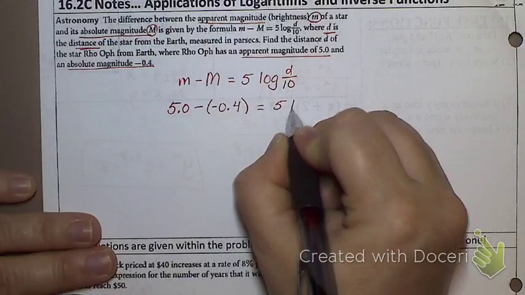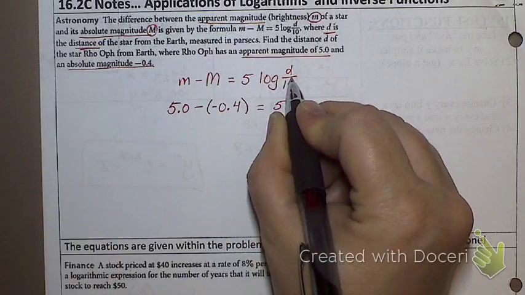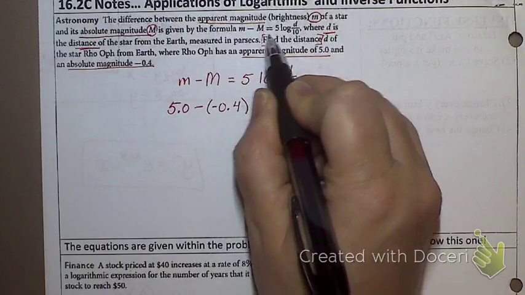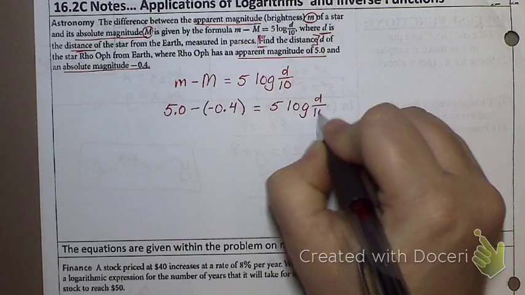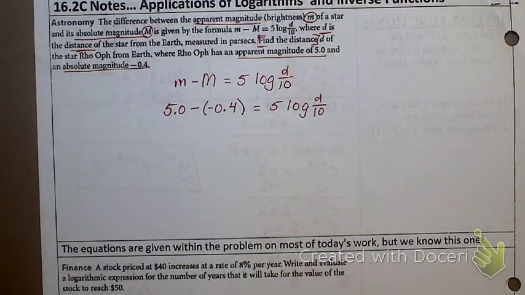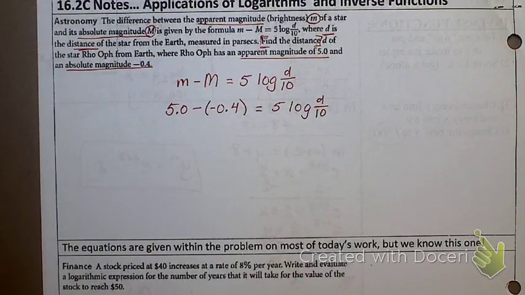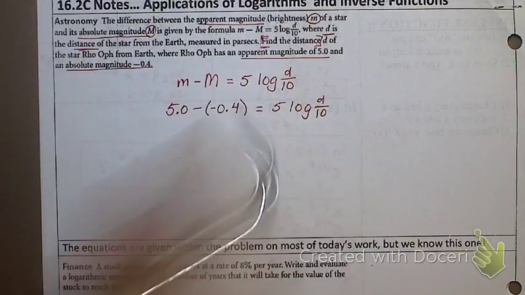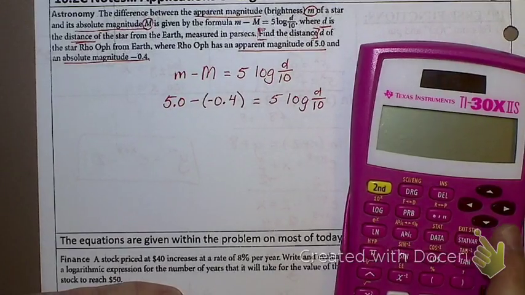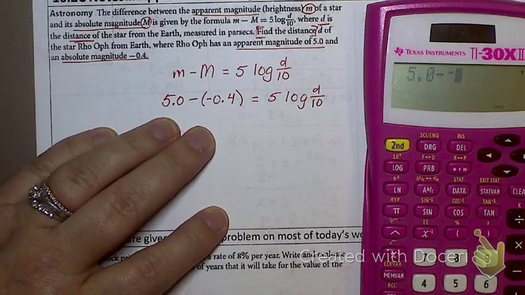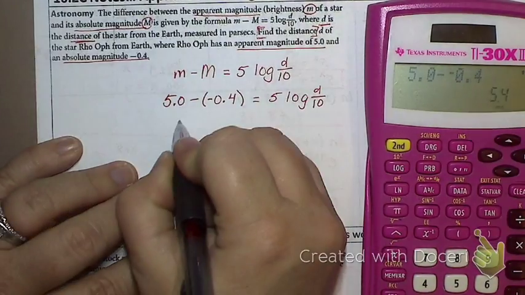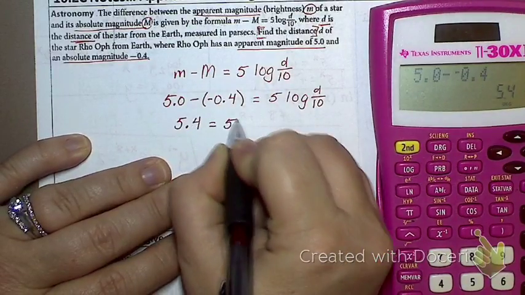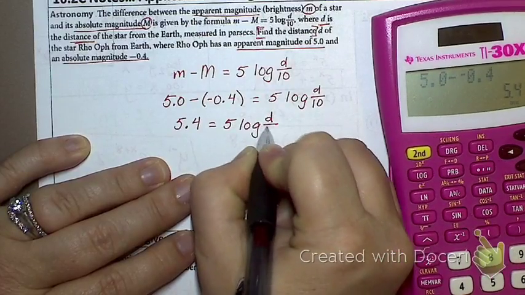Equals 5 log. Did they give me a distance? No, they said find the distance. So I'm trying to find d. So that's the equation I have to solve. What is a good place to start? Well, I can do 5.0 minus negative 0.4. What's that going to give me? 5.0 minus negative 0.4 gives me 5.4, because that minus a negative becomes a plus, right? Equals 5 log d over 10.